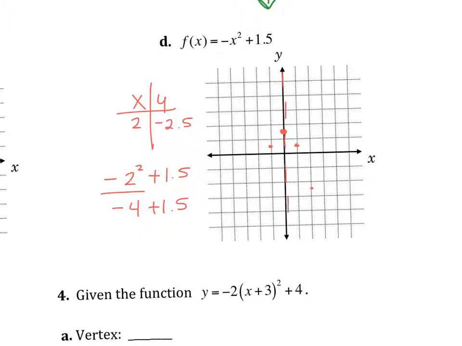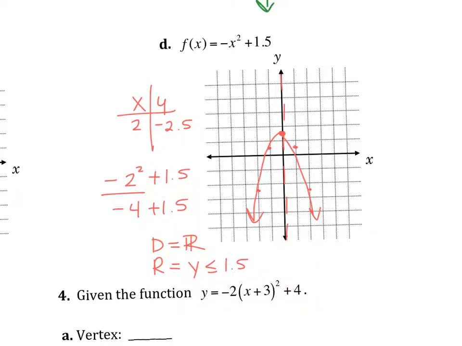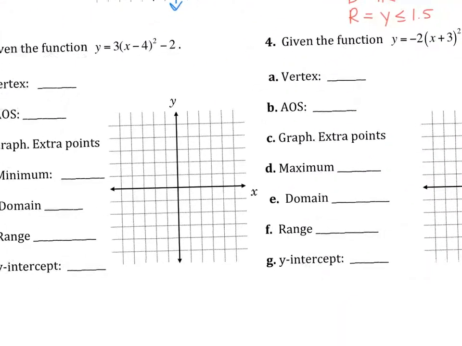Here's our axis of symmetry. So reflect it over that line. You get this graph. Oh, I totally missed it. Pretend I didn't. Okay. What's your domain on this one? All real numbers. Don't get that wrong. What's your range? Y is less than or equal to 1.5. Y is less than or equal to 1.5.